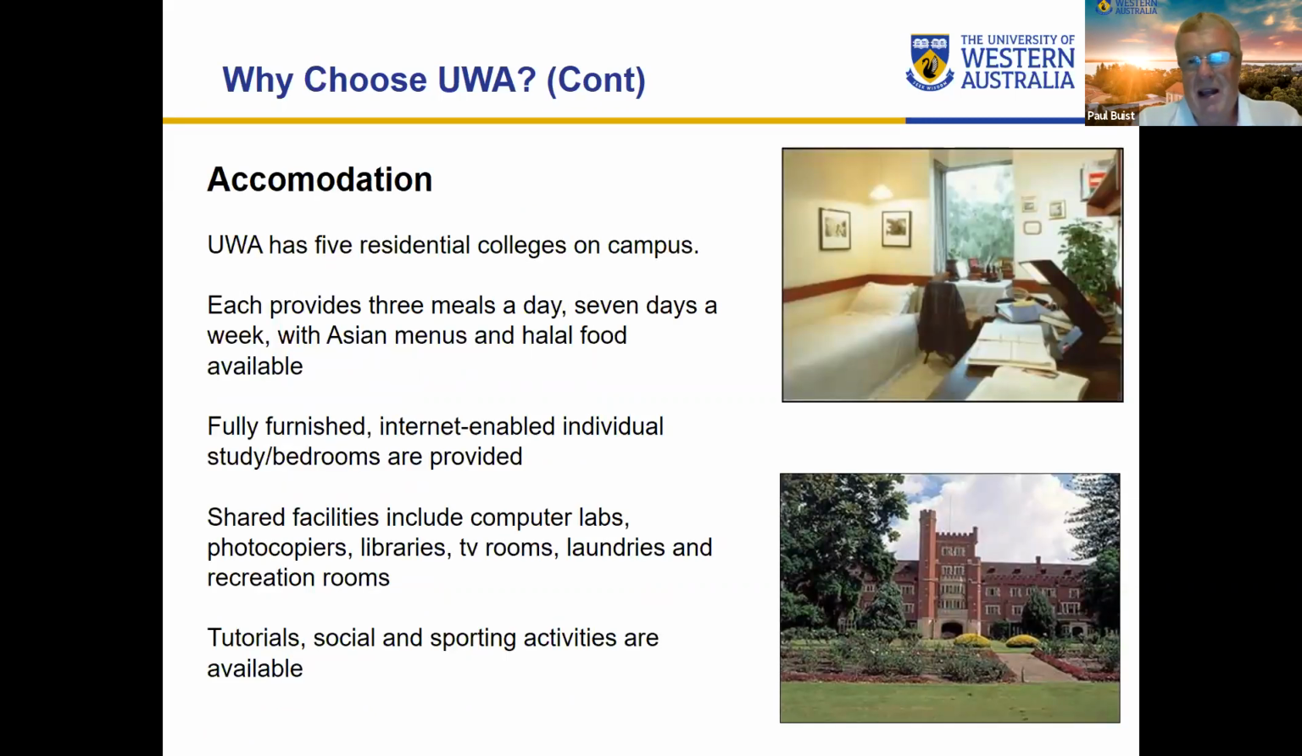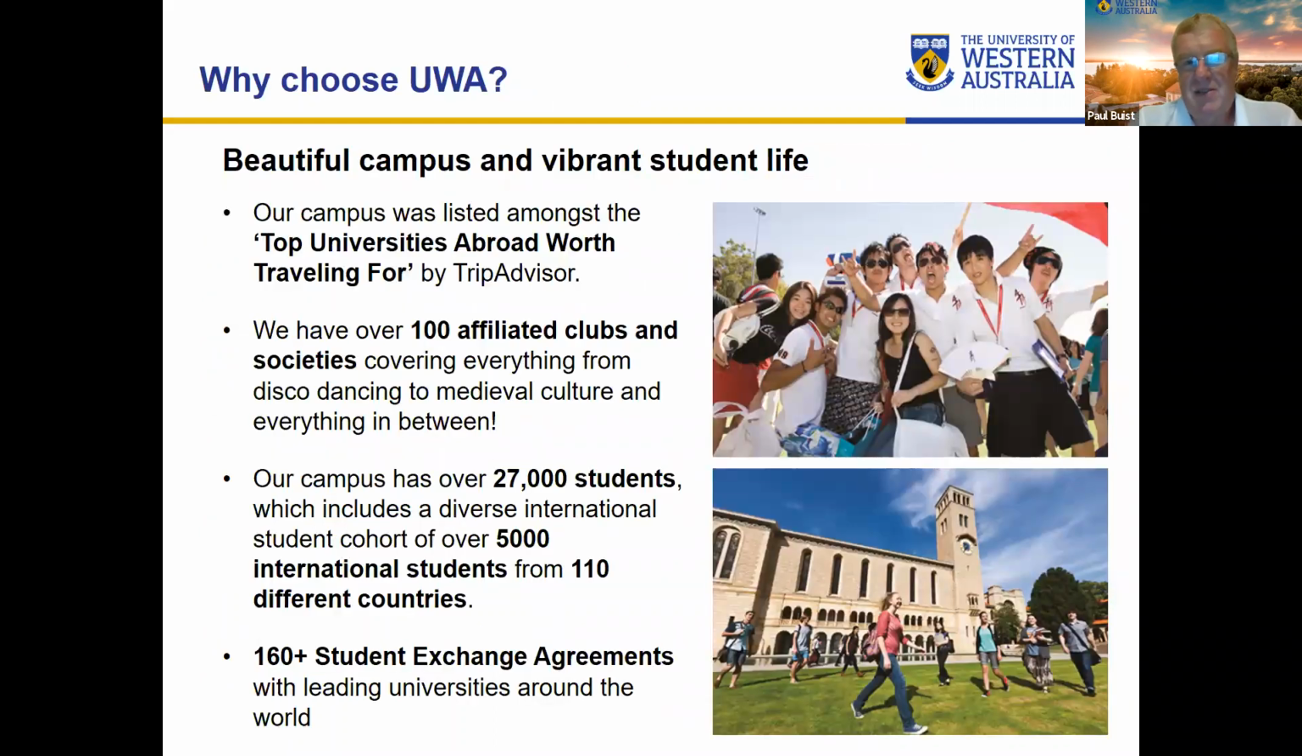The university also has accommodation for students on campus. There's 5 residential colleges on campus. They can provide 3 meals a day, or you can purchase a separate meal package. Each room is fully furnished and internet enabled, and outside the colleges in the common areas, there's computer labs, photocopiers, recreation rooms, and there's also tutorials available for students that might need a bit more help educationally. And the colleges also organise quite a number of social and sporting activities. The campus itself, as you saw by the previous video, is a beautiful campus.